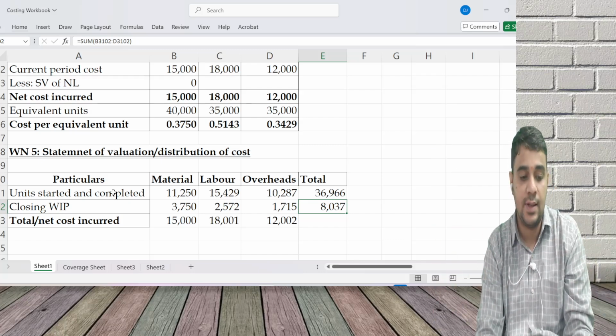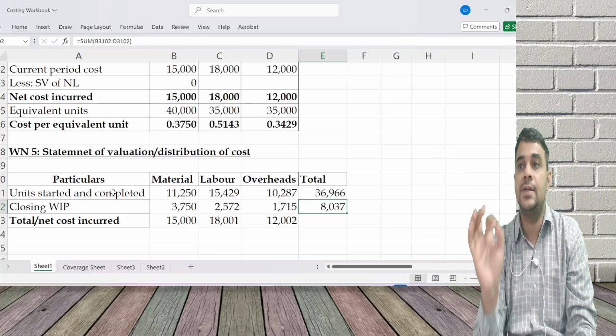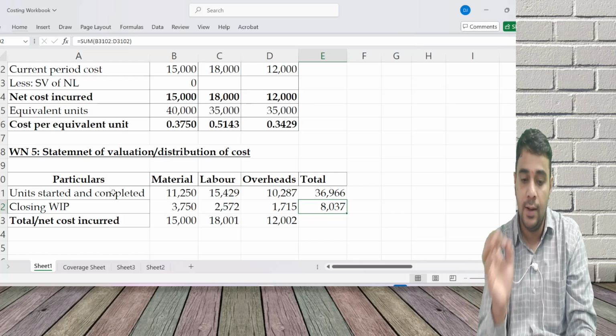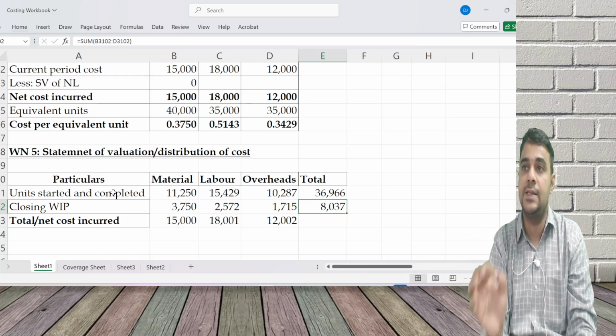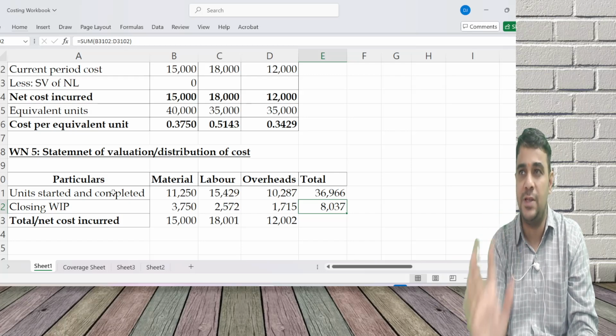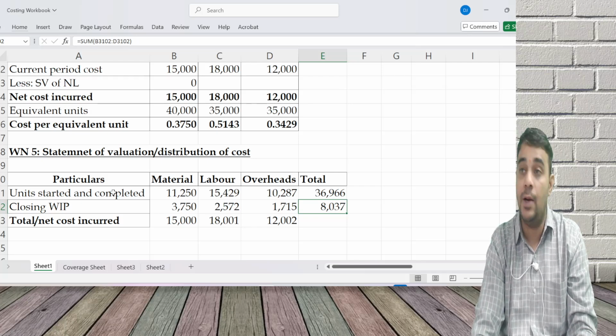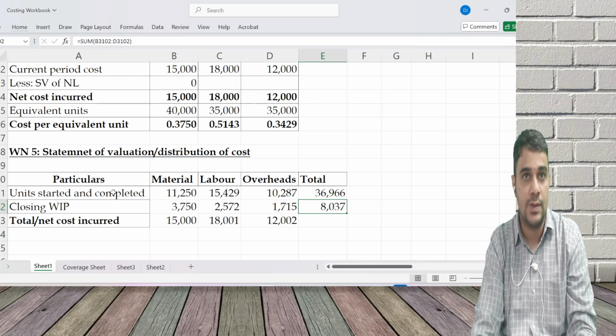Record this on the credit side. Units started and completed is equal to transfer to next process because there is no opening WIP. I cannot add anything extra here. So instead of taking 36,966, take it as a balancing figure. There will be a 2-3 rupee difference, I think ₹3. Any doubts till this?